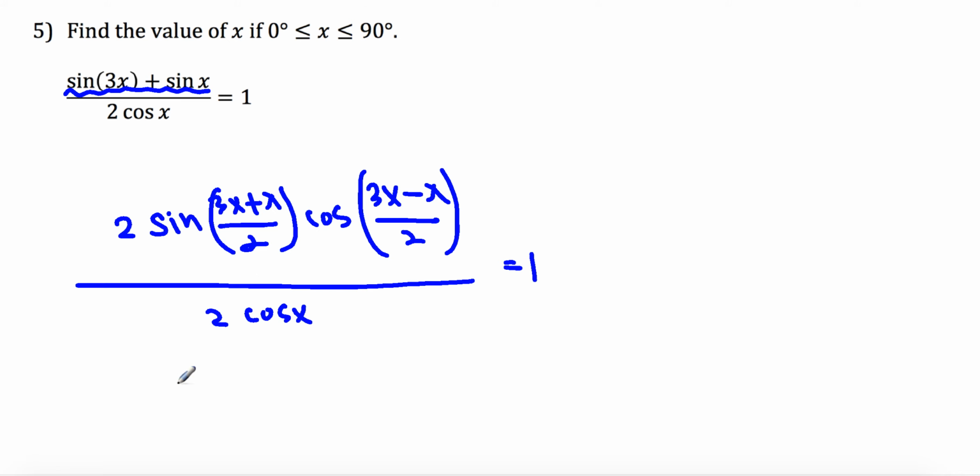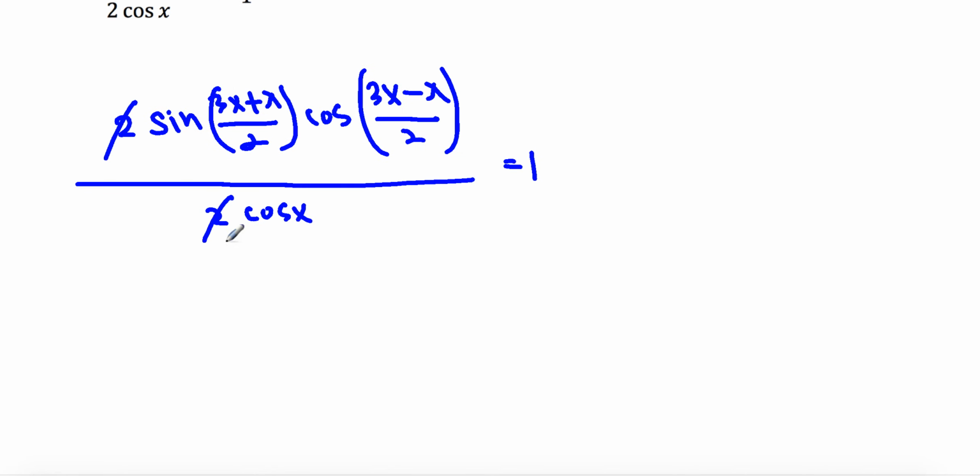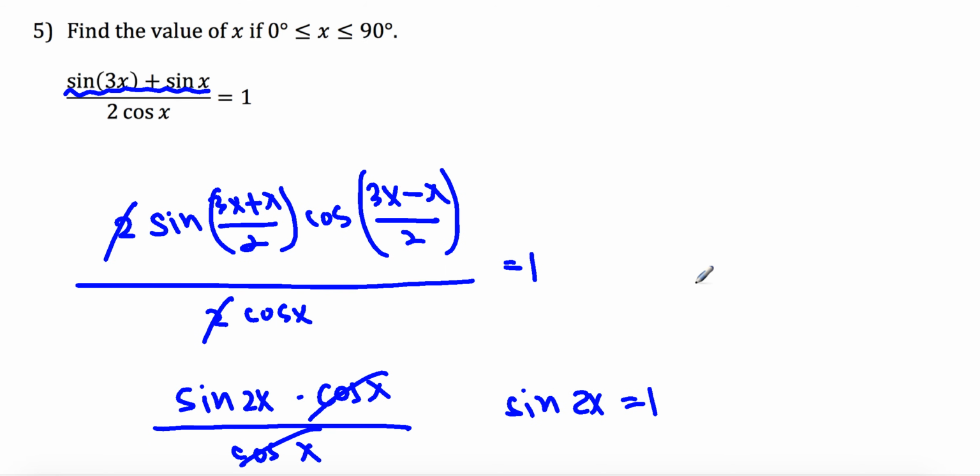Now on my left side, these two cancel out, sine of 2x times cosine of x over cosine of x. Then these two cancel out as well. Then we get to see that sine of 2x has to be equal to 1. Now, what do I realize? For what angle is sine equal to 1? Then 2x must be equal to 90 degrees. That tells us that x must be equal to 45 degrees.